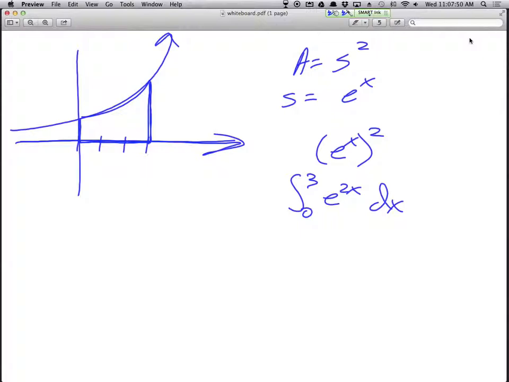Okay, so e to the 2x integrated. What do I get when I integrate e to the 2x? Over 2. e to the 2x, derivative of the exponent is 2. I need to divide by it, so I get 1/2.